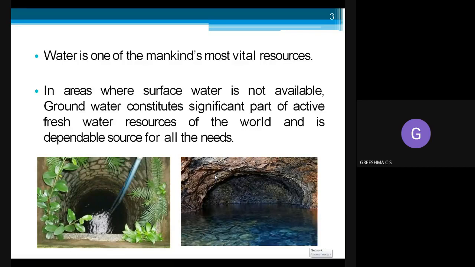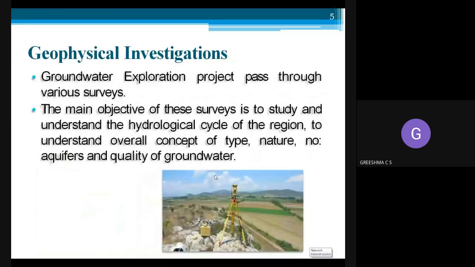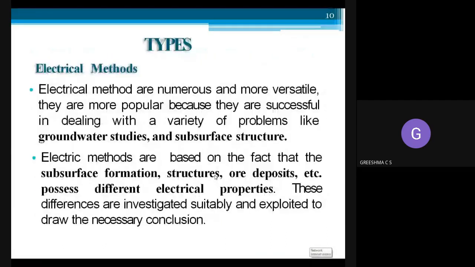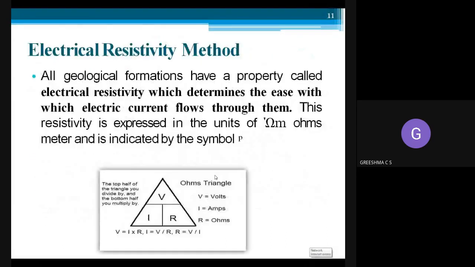So how will you find out where the groundwater is? Which aquifer contains the groundwater? Which rock is having the groundwater? So this is where the electrical resistivity method is gaining its importance.